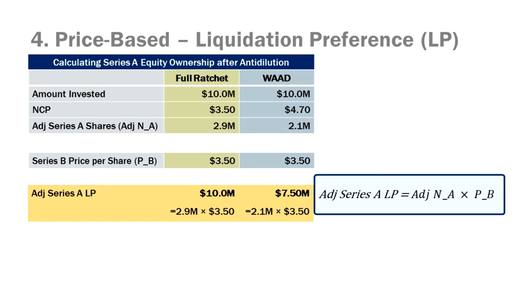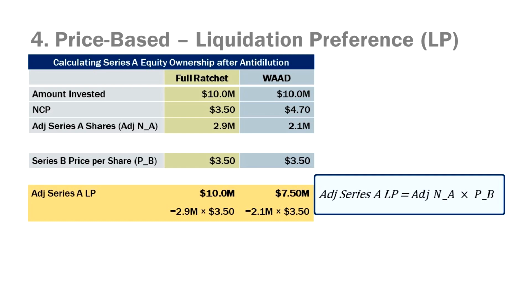What is always maintained under full ratchet is the original liquidation preference of Series A, or $10 million. We know from earlier in the lesson that the liquidation preference is their entitlement to exit proceeds, and this has not been diminished by the down round in Series B. In this case, we see that the Series A investors still maintain a $10 million liquidation preference.